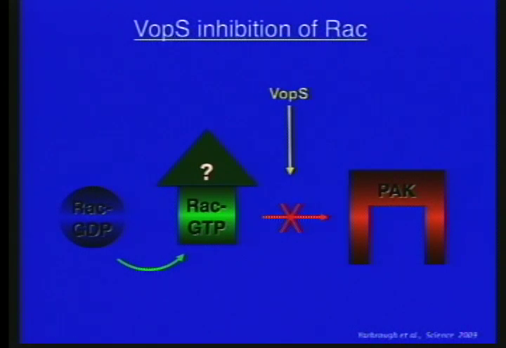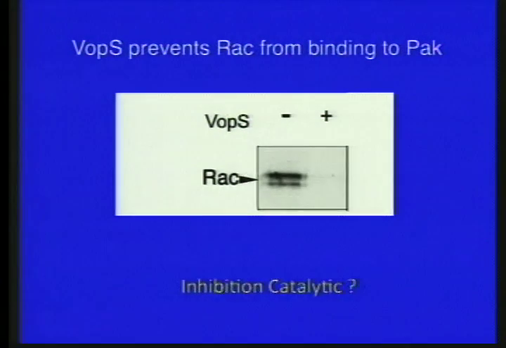So we said, okay, we're going to make a really easy assay. We're going to have an assay where whenever RAC is bound to PAK, we get a black band on a gel. And if it can't bind to it, then we don't get a band on a gel. Okay? So the assay is like this. In the absence of VopS, if we take RAC and we do this assay, we get a black band on a gel indicating that the key has fit into the lock. If VopS is around, the key no longer fits in the lock and we don't get a band.